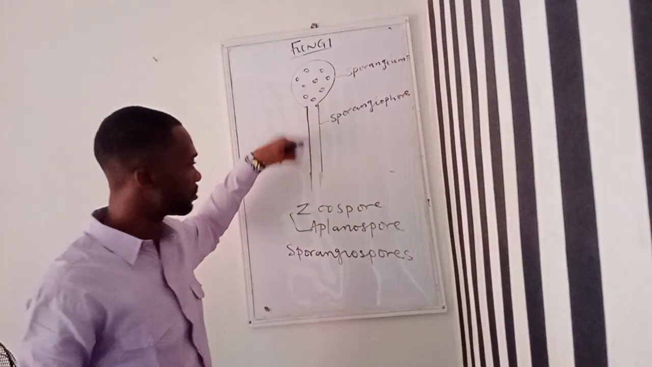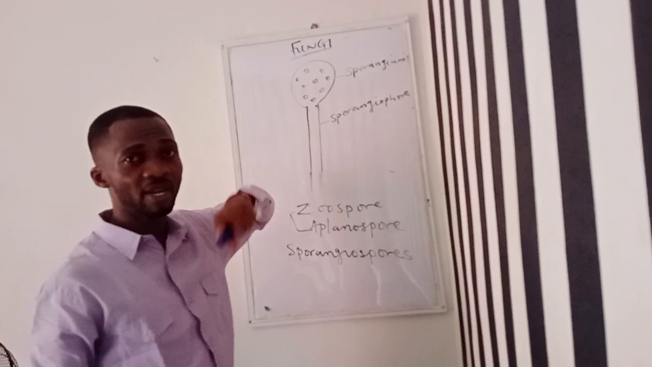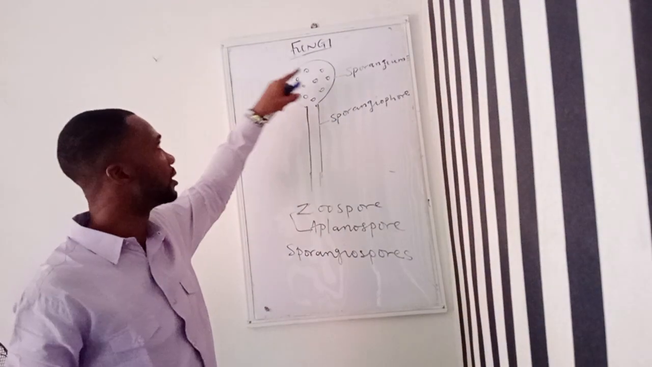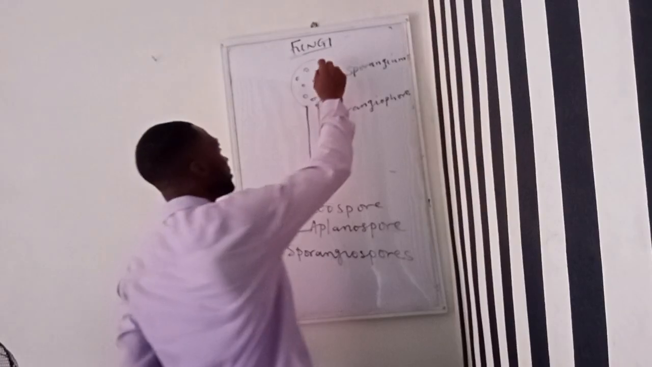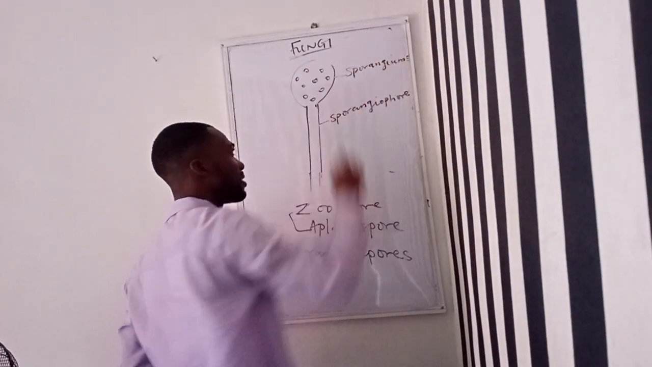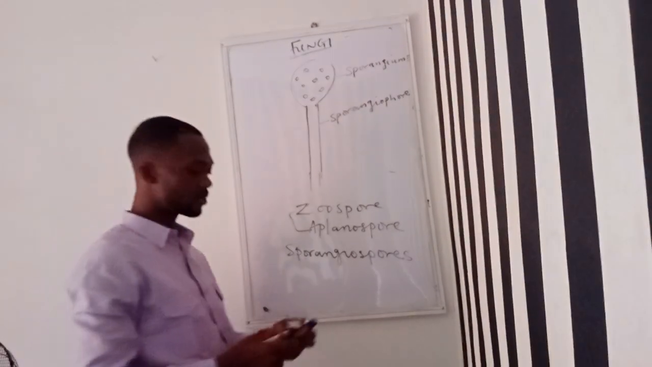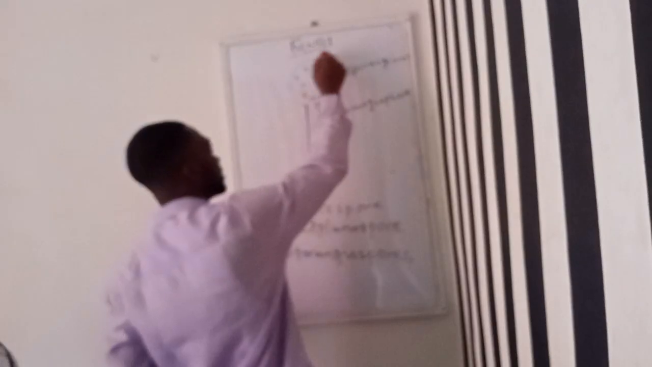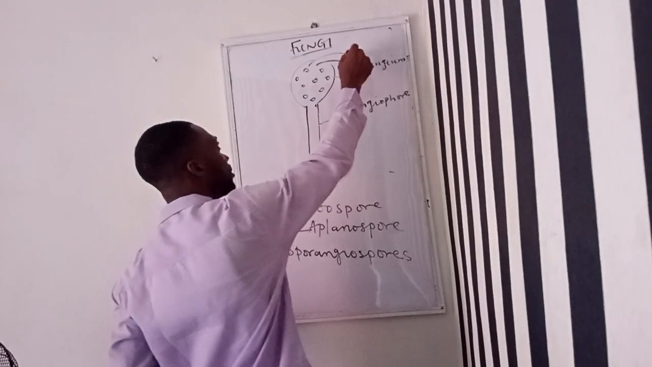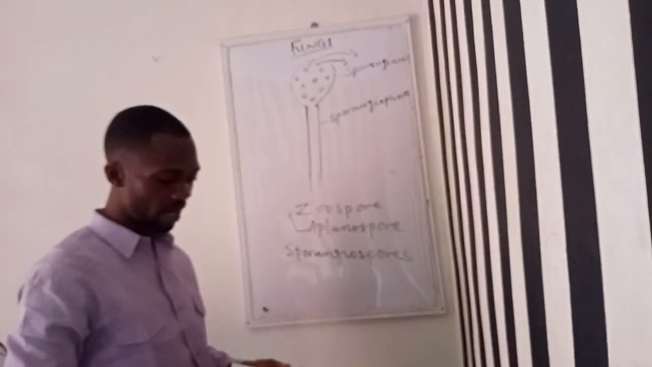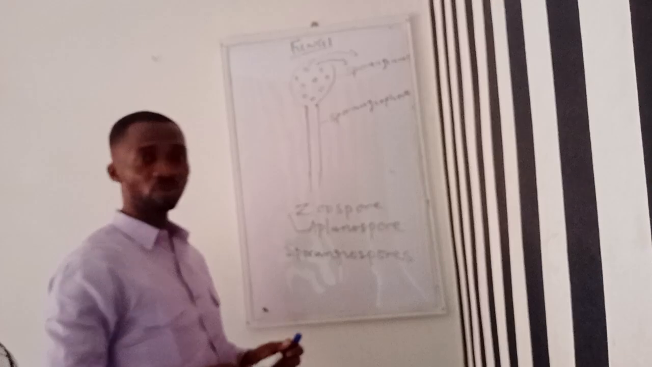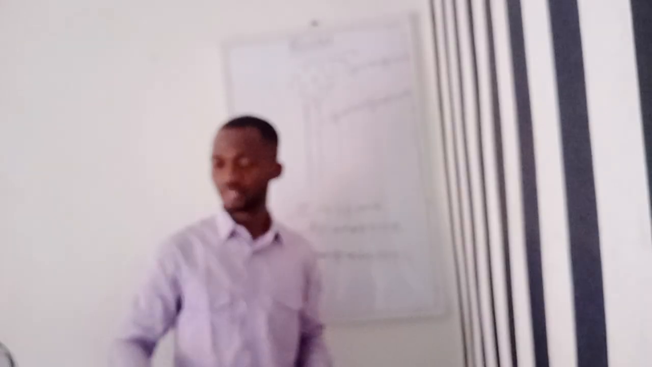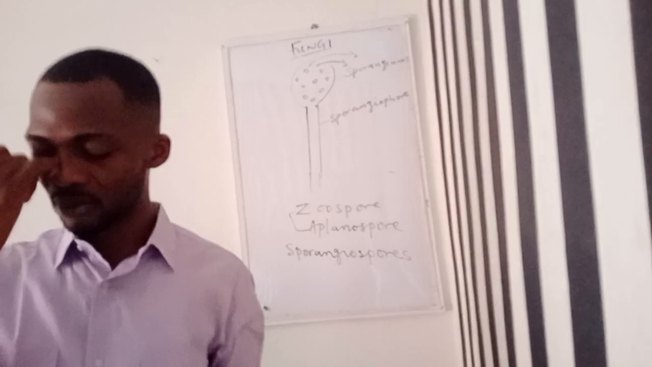So when this fungus is ripe and mature, the sporangium breaks. Once it breaks, the spores are released into the external environment. And once released, they likely fall on a good ground. Once that happens, they develop into another fungus. And that is how their asexual cycle continues.